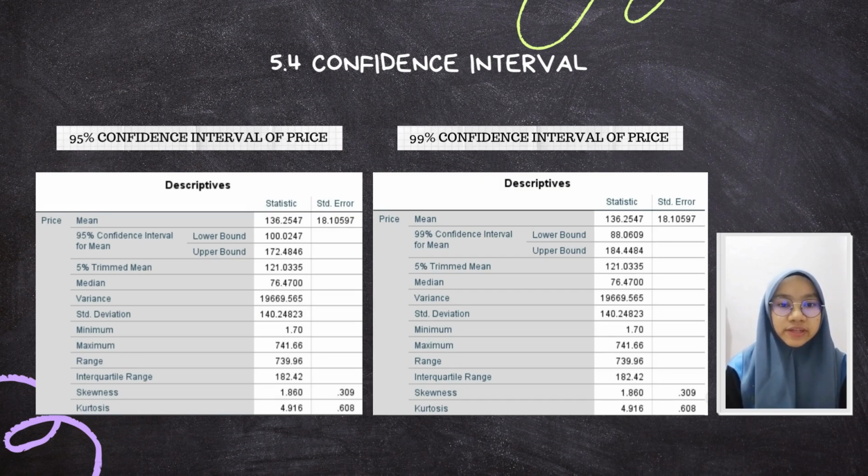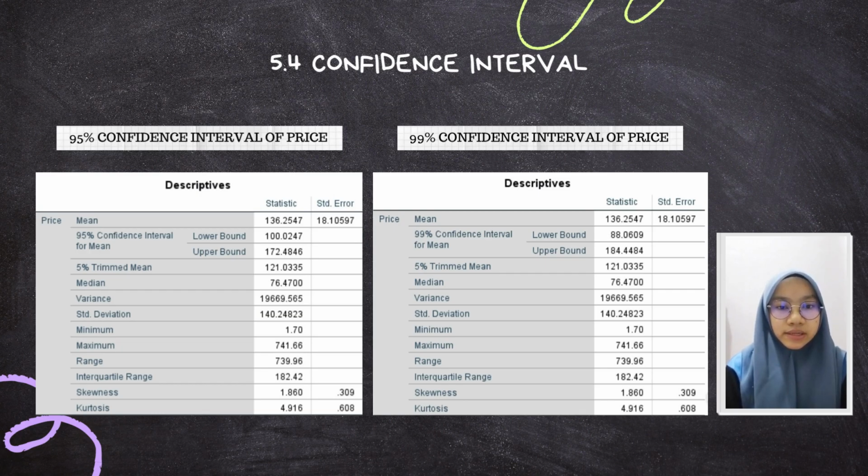Confidence interval. A confidence interval is a range of values within which the population parameter is expected to occur. In this study, we use two confidence intervals that are widely used, which are 95% and 99%. First, the 95% confidence interval for price. The lower and upper boundaries are 100.0247 and 172.4846. It also represents the standard error, which is 18.10597. So it can be said that we are 95% confident that the population parameter is between 100.0247 and 172.4846.